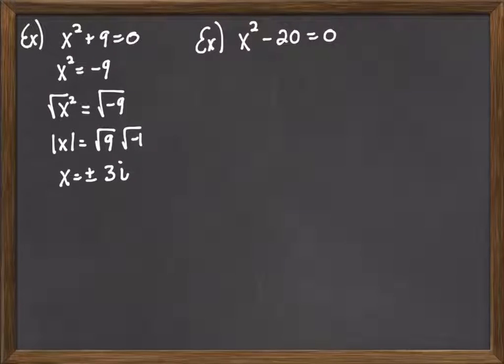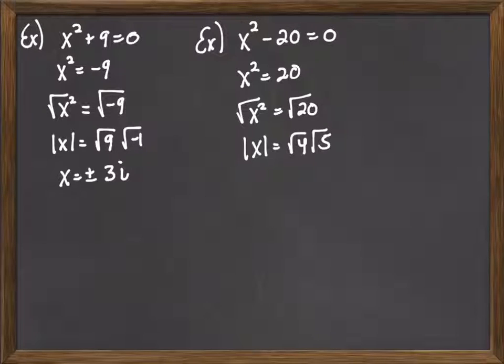Up next, consider x squared minus 20 equals 0. We first get the x squared by itself. x squared equals 20. We can then apply square root to both sides. Okay, and then upon simplifying, and again you may want to take a moment and try to do that on your own, we get square root of x squared is absolute value.